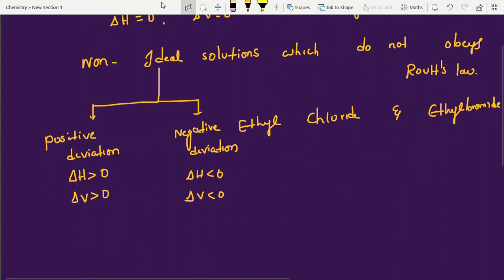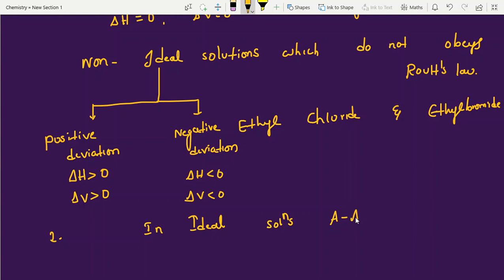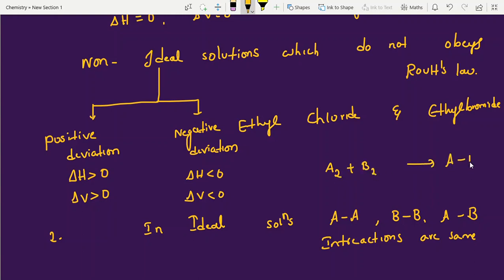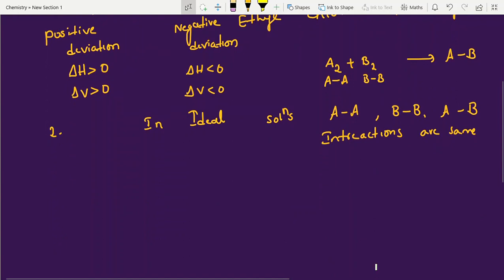One more point I am writing here, the second point for ideal solutions. In ideal solutions, AA interactions, BB interactions, and AB interactions are the same. See, suppose you are mixing A2 plus B2; finally it gives rise to AB. So the AA bond breaks, the BB bond breaks, and finally AB bonds form. Let me explain a little more clearly: interactions are nothing but enthalpy.